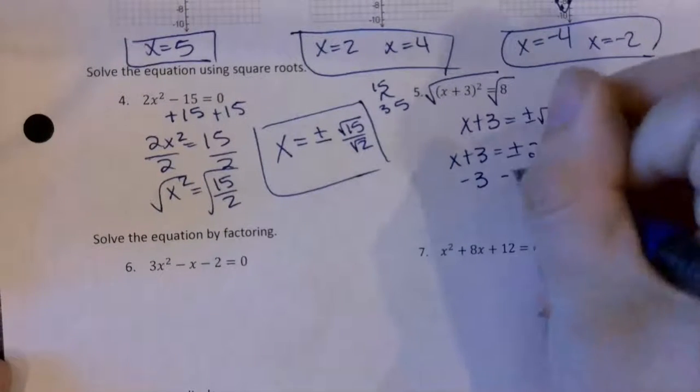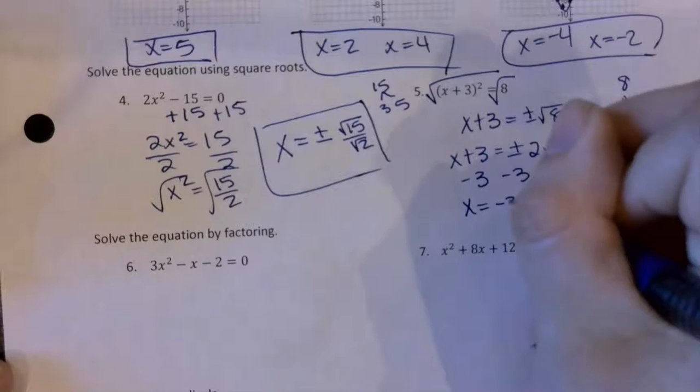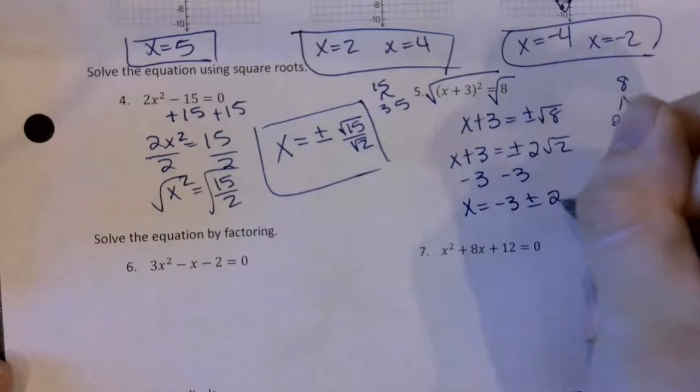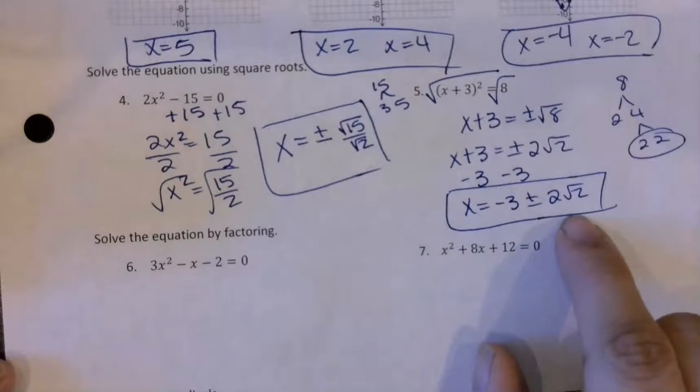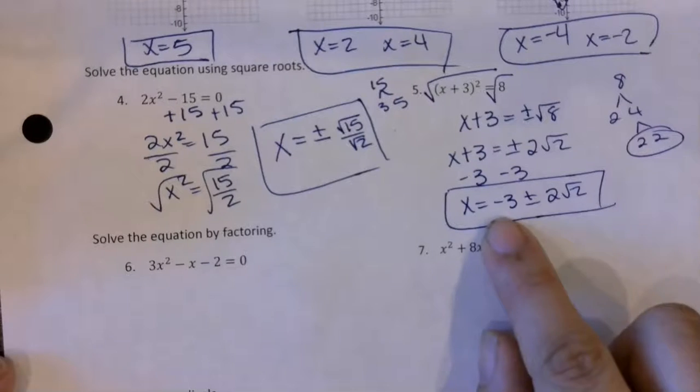Then to get x completely alone, I subtract 3 on both sides. I get x equals negative 3 plus or minus 2 square root of 2. I cannot combine these because they do not have the same ending piece. So since this one has a radical and this one doesn't, they cannot get combined.